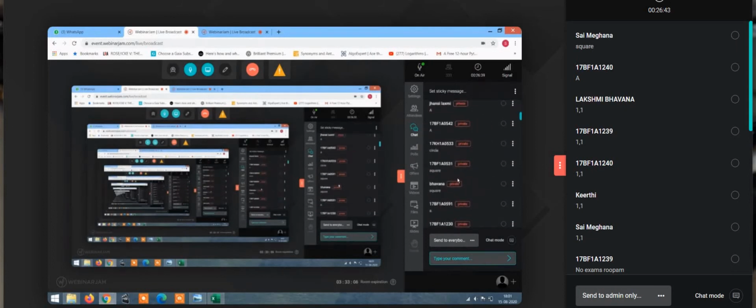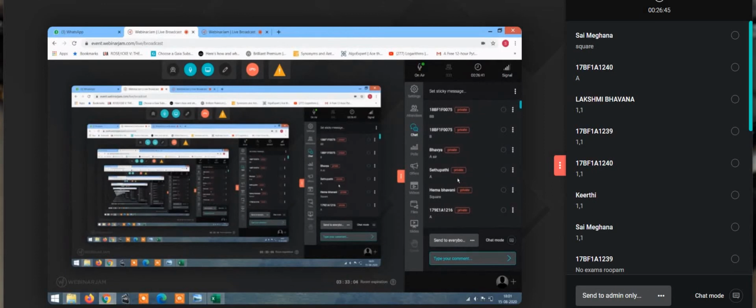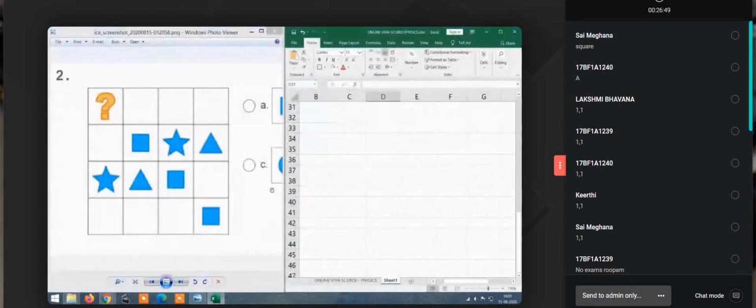Again, somebody saying circle. A few of you are saying circle, guys. How is it circle? Anyway, I'll make sure that you don't make these silly mistakes. That is why you're here to learn. One minute, I'll just make a 4 into 4 grid. This is 4 into 4.